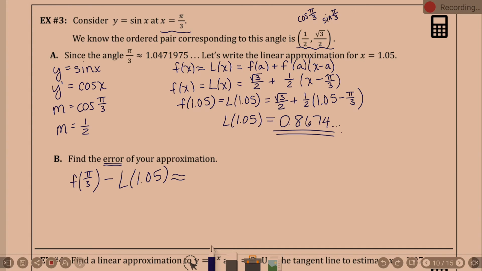Now, for f of pi over 3, what's that mean we're doing? No, not 1.05, but the precise, oh, wait. No, because we're doing, gosh darn it. It is the 1.05. I give up. This is not my day.